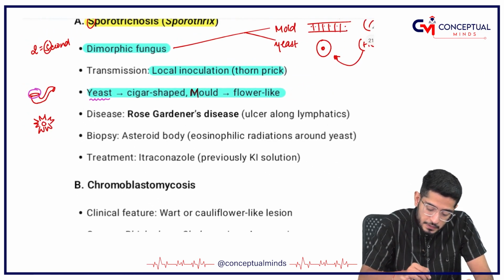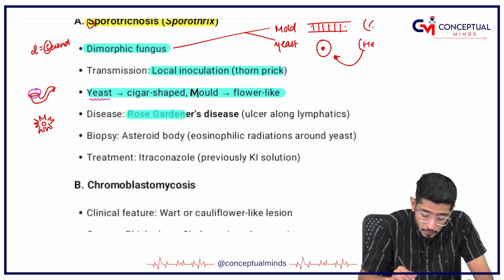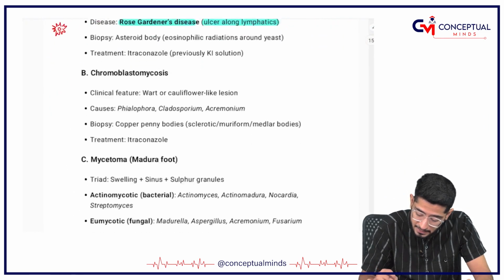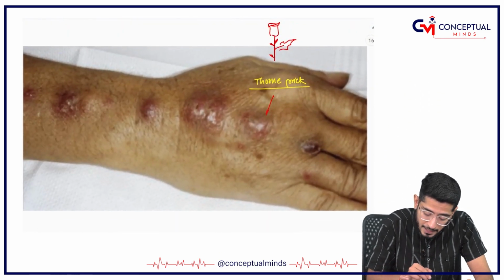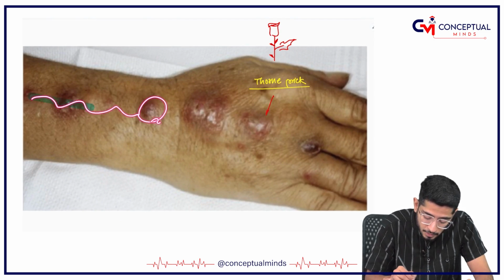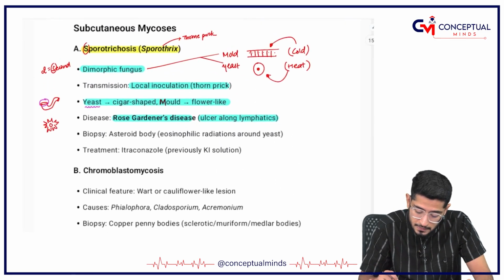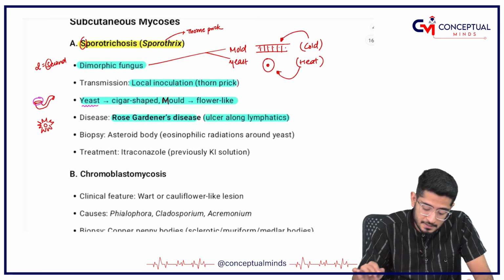Okay, it is also known as rose gardener's disease. That means there will be ulcers along the lymphatics. So can you see, this is the lymphatics which is going on. Sorry, I'll draw with this. This is the lymphatics which is going on, and this is called rose gardener's disease.